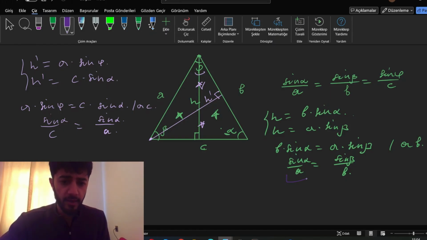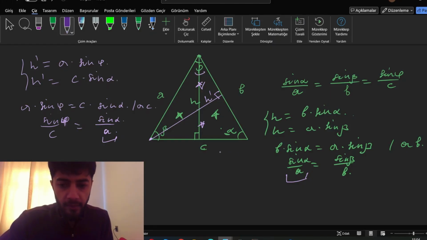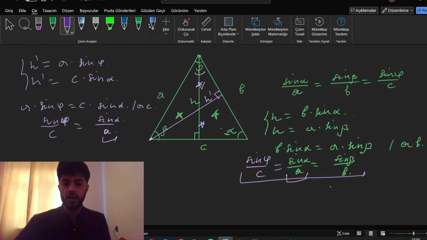We found sine alpha divided by a here and here, and sine alpha divided by a is equal to sine, actually that's not alpha, that's phi. I just wrote it wrong. It's okay. Yeah, it is equal to sine phi divided by c too, and that's the final formula we get here: the sine theorem.